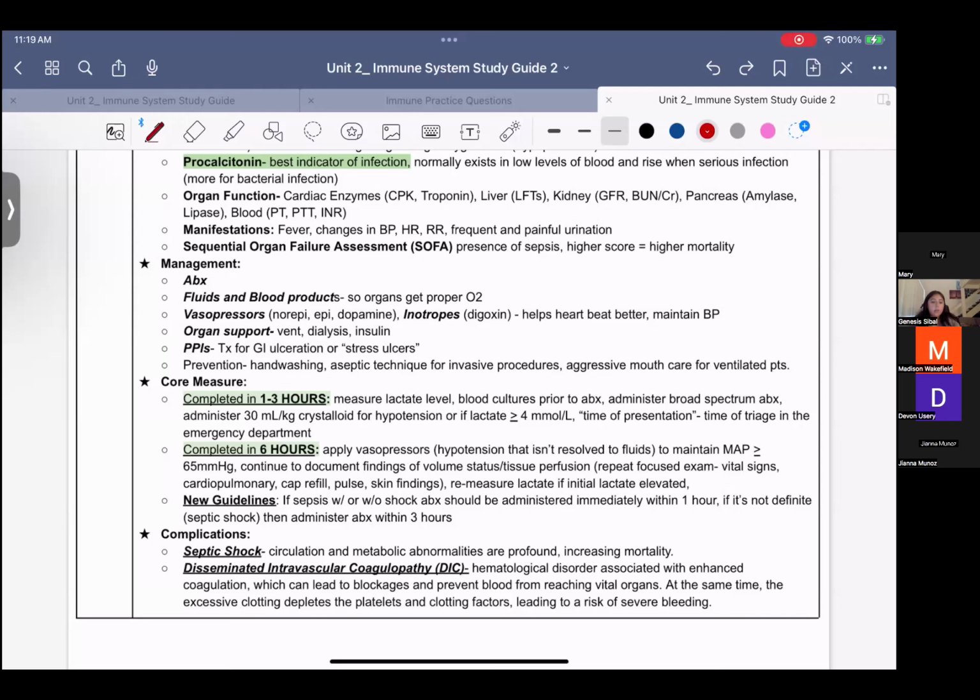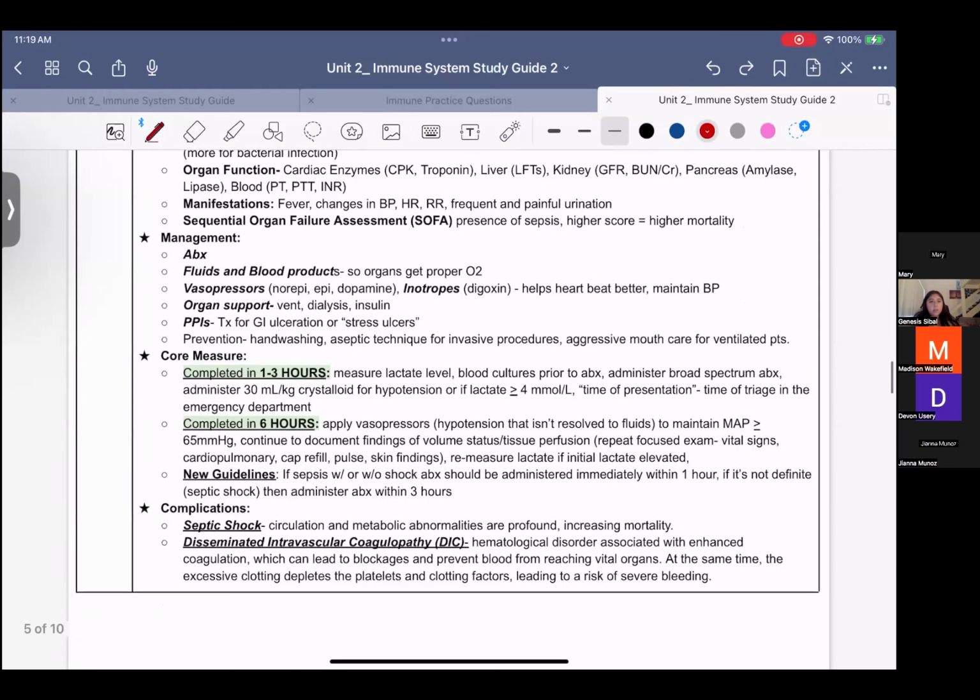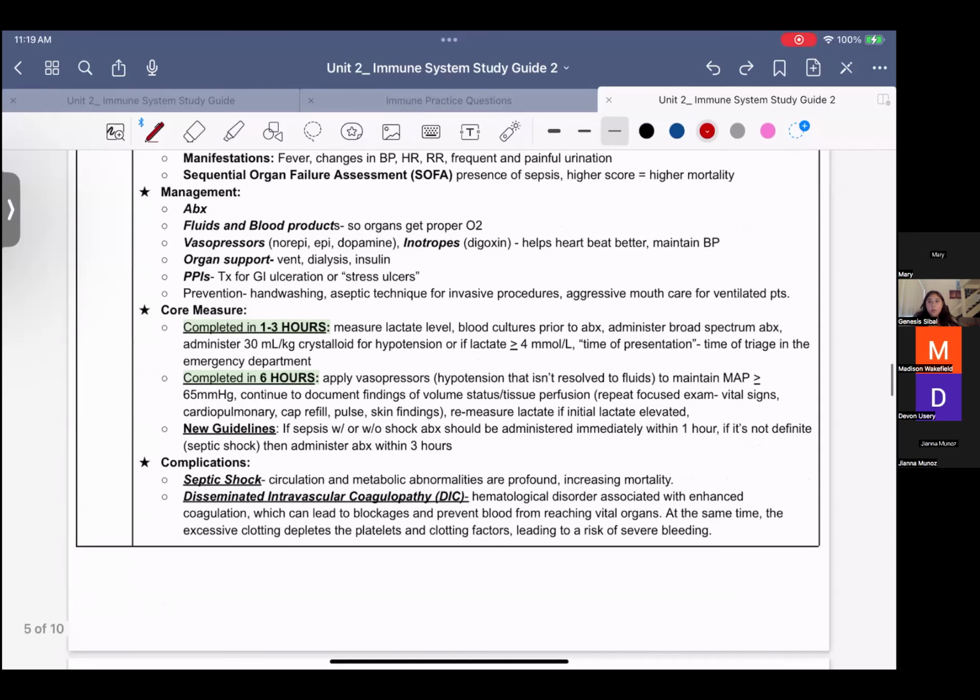And then the sequential organ failure assessment. I don't even think she asked us about this, though I think she told us we should know it. Basically, this is an assessment used when a person has sepsis, and if they have a higher score, there's higher mortality. So higher is bad, but don't feel like you have to know that. I'm just going through this information, but I'll probably go through it more in depth next week or whenever we meet again.